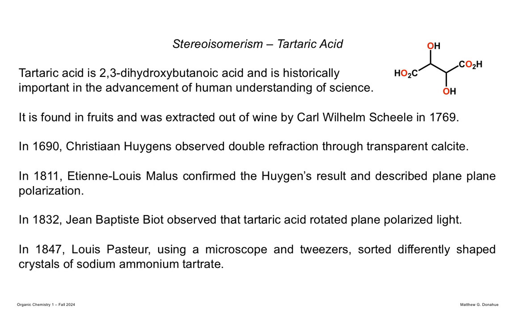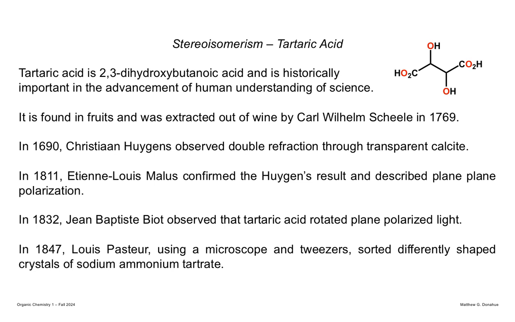So it was extracted by Scheele in 1769. And then prior to that, as I mentioned about people studying light, Huygens observed double diffraction of light through this material called calcite. So basically shining light through it and expecting it to go out one way, but it was coming out another way. And that was like, okay, that's weird. How do we explain that?